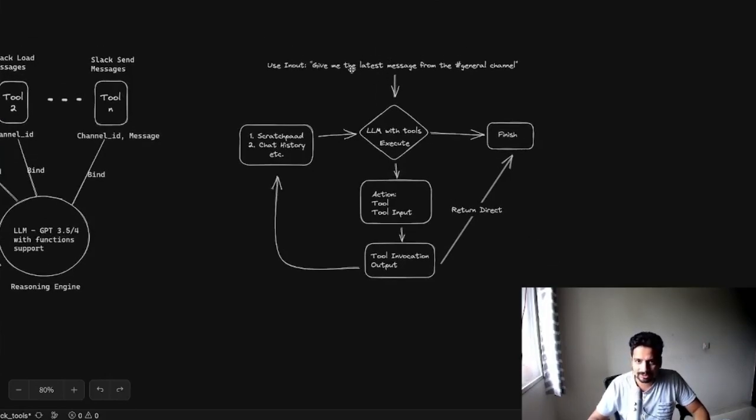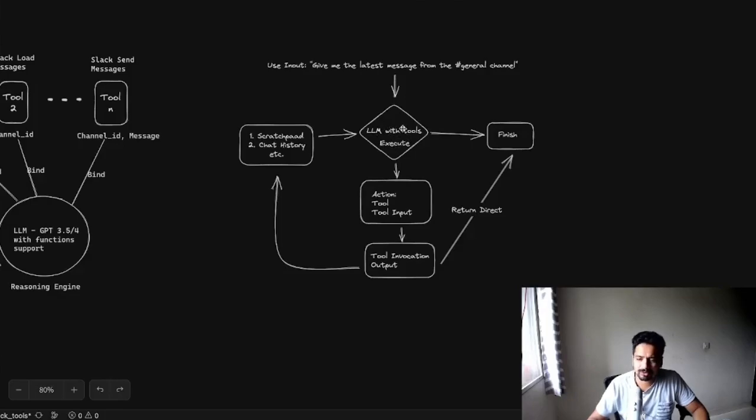So this is the user request. Here the request is give me the last message. Even that works as well. It basically uses tools to get messages from a particular channel. In this case, I just asked it to send a message on a particular channel. So that's the user input, and this input goes to the LLM.